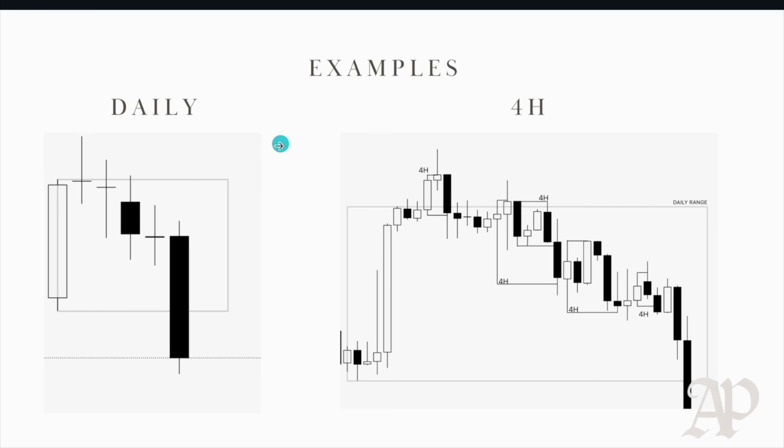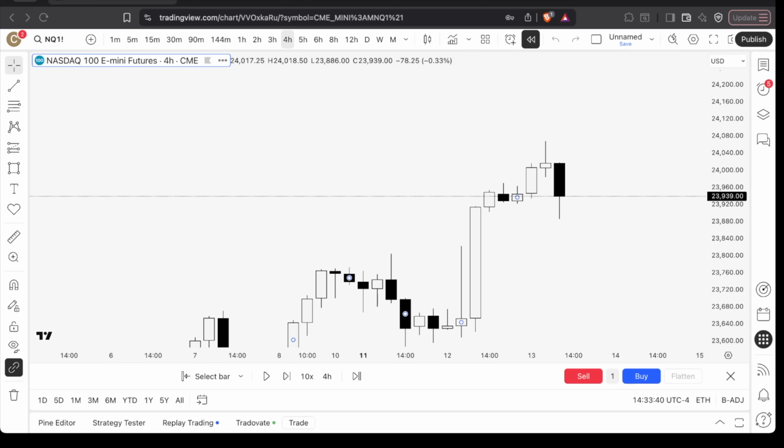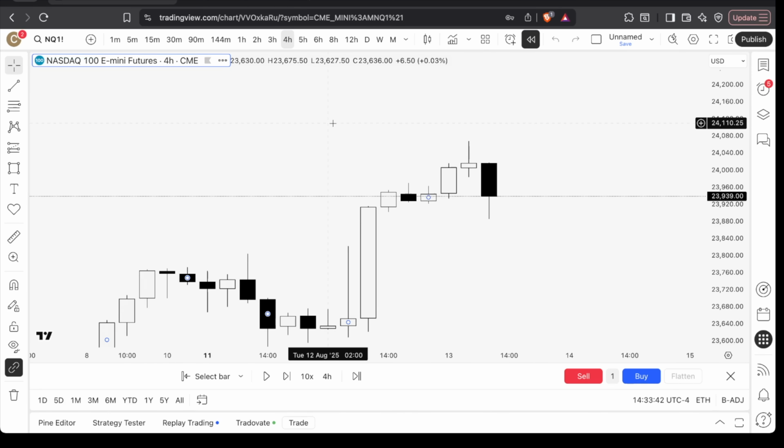It might seem hard to understand, but I will be going over the examples on a real chart, so you should understand it better. So anyways, let's get into the chart and I'll show you how to find this and mark it out correctly on your chart. Okay, here we are on the chart.